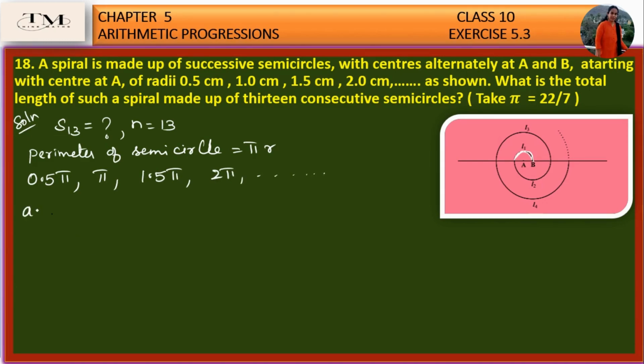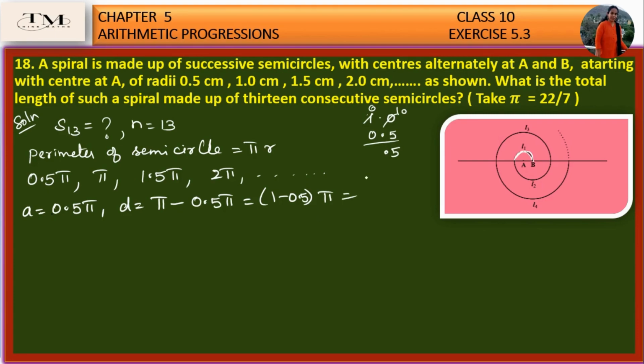So here A is equal to 0.5 pi and D is equal to second term minus first term. It is nothing but, if you take pi, 1 minus 0.5. If you subtract, 1 is nothing but 1.0 and 0.5, so this becomes 10 minus 5 is 5, and put the decimal in the same place. So it is 0.5 pi. So D is equal to 0.5 pi. So we have to find out S13.